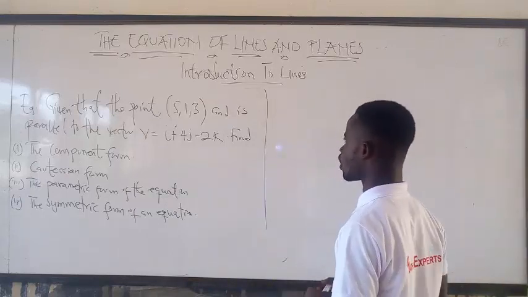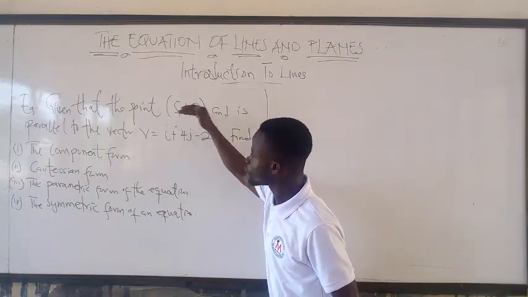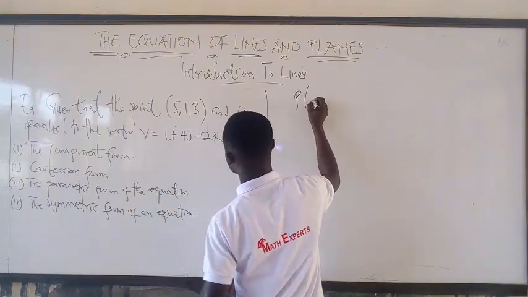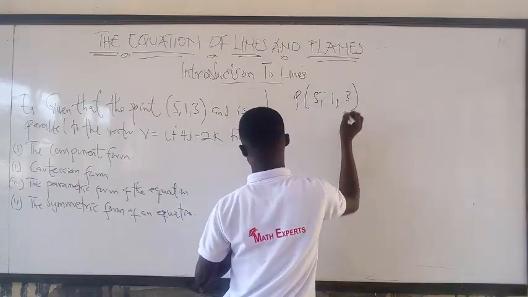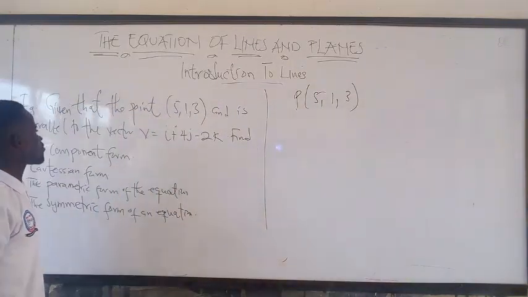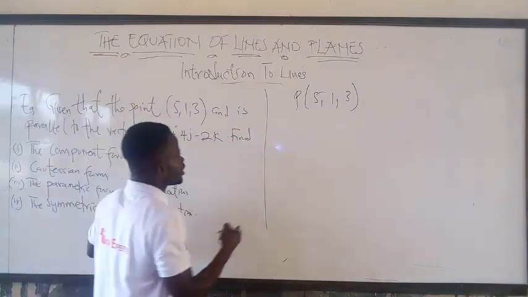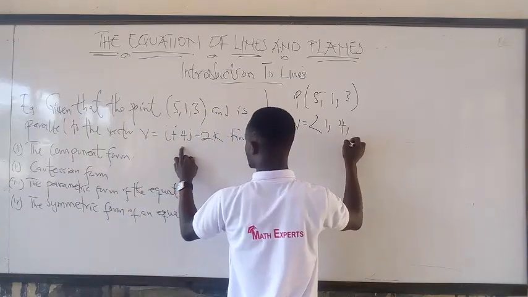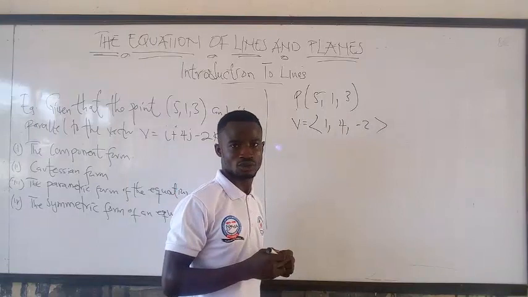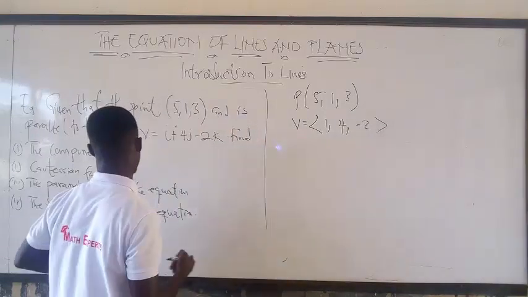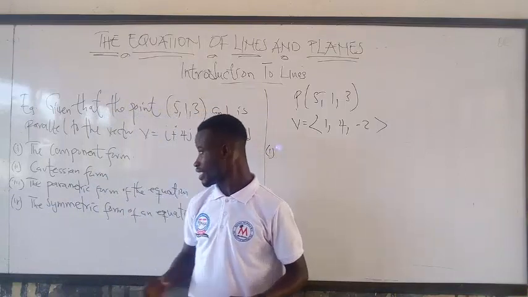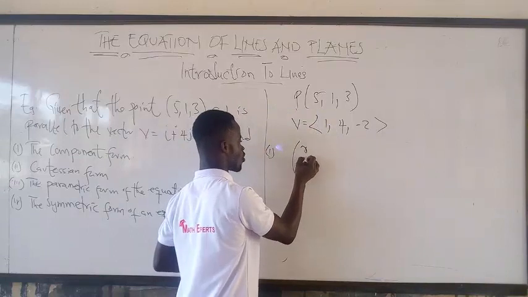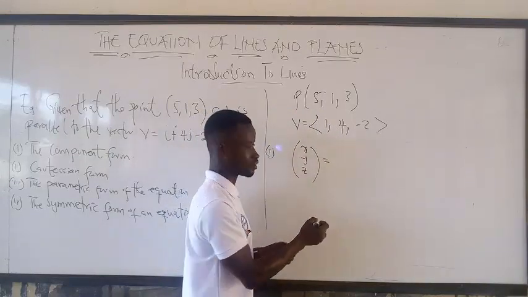Good, let's move on. So now from the question, we have been given the initial point, so no problem. We know that the point P is (5, 1, 3). We also know our vector from a direction to be v equal to (1, 4, negative 2). Alright. So writing the component form will not be difficult. We know the component form is in this form, right? Or are you forgetting?